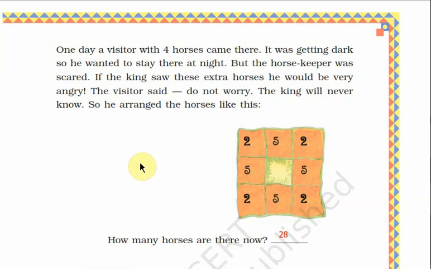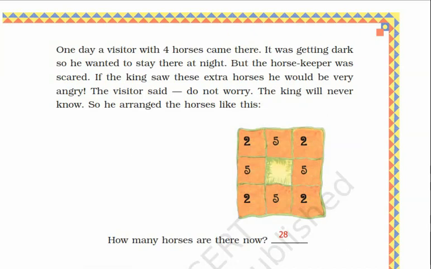But the visitor said, "Don't worry, the king will never know." The visitor told him, "Don't panic, don't worry. I will make some arrangement so that the king will never know that these horses are being added in his castle." So the horses were added there in the stable. He arranged the horses like this.